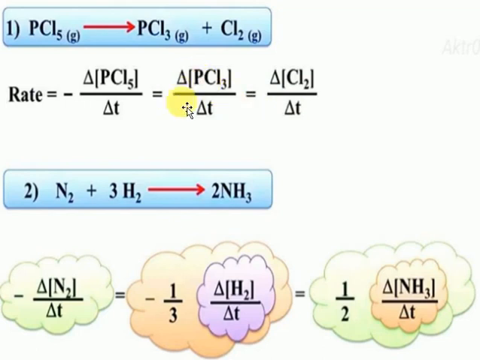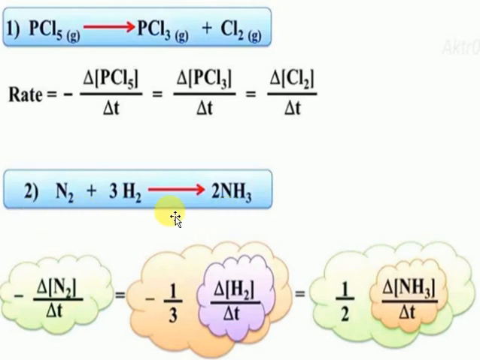Whenever you see the product, it always carries a positive sign, and the reactant always carries a negative sign. Here all the coefficient values are 1, so no need to worry about this. If the coefficient values are different, for example 1 mole of nitrogen reacts with 3 moles of hydrogen to give 2 moles of ammonia.